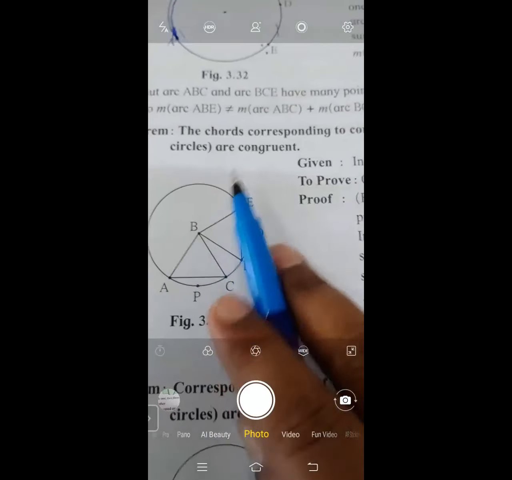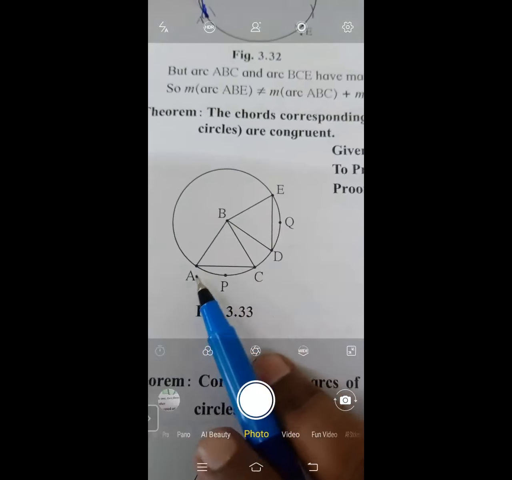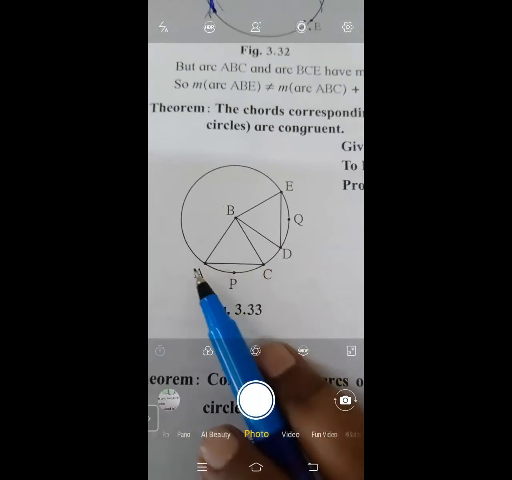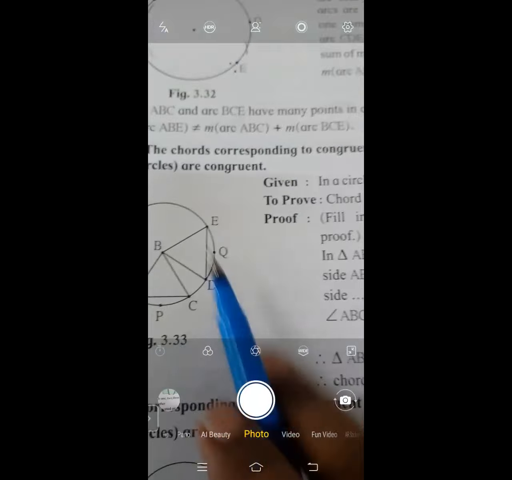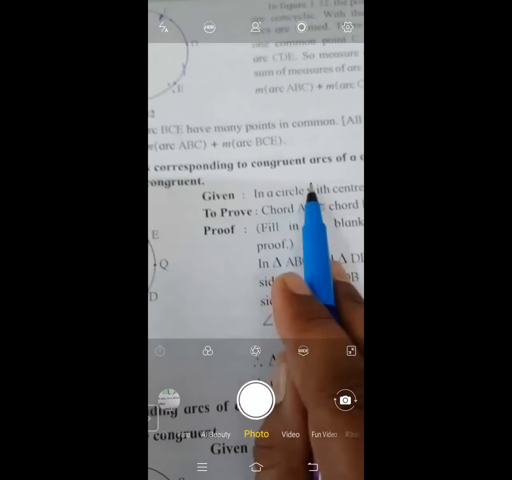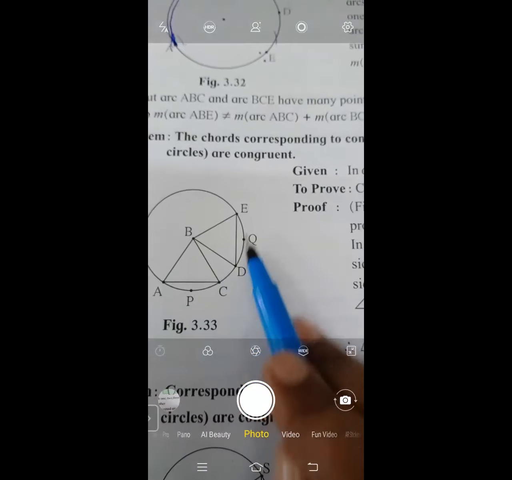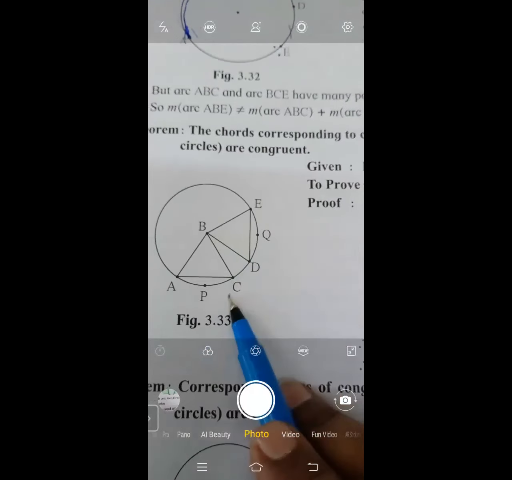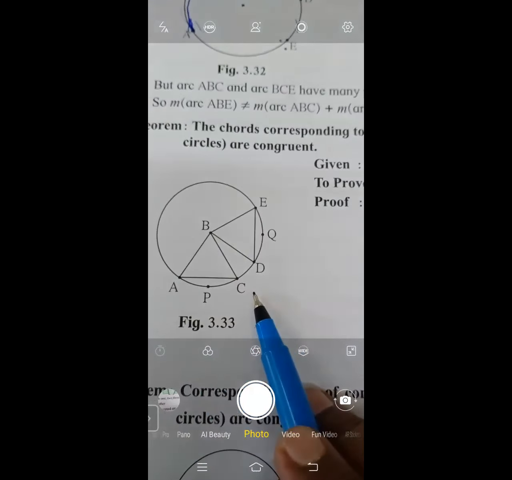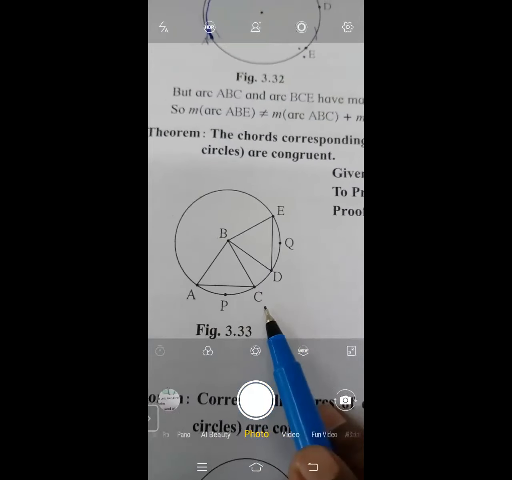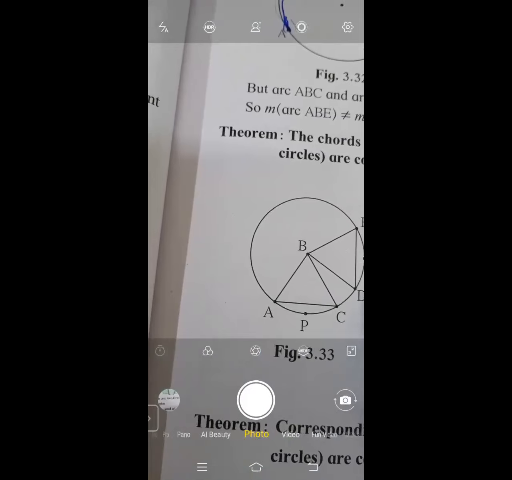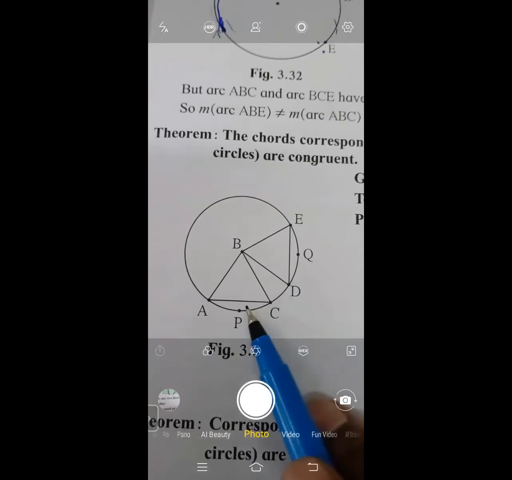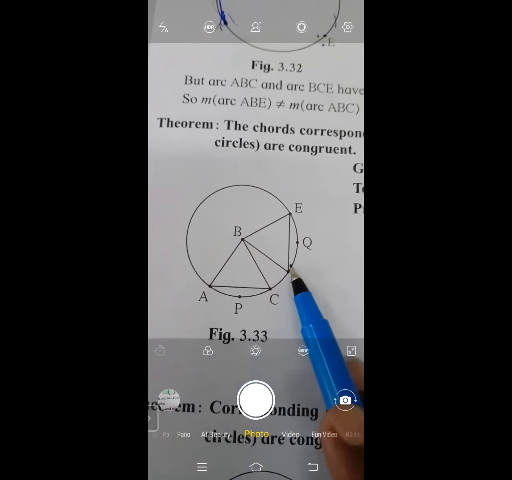So these are the chords. You can see a chord is a segment joining two points of the circle. So AC and DE are the two chords, corresponding to congruent arcs. So these are the arcs DQE and APC. Now if these two arcs are congruent, these chords are also congruent.